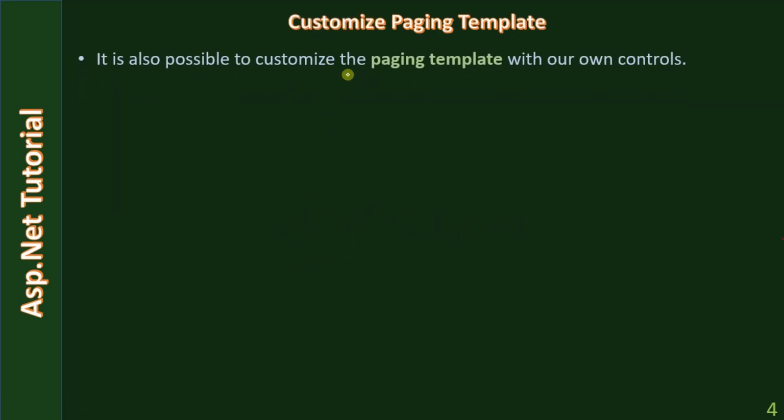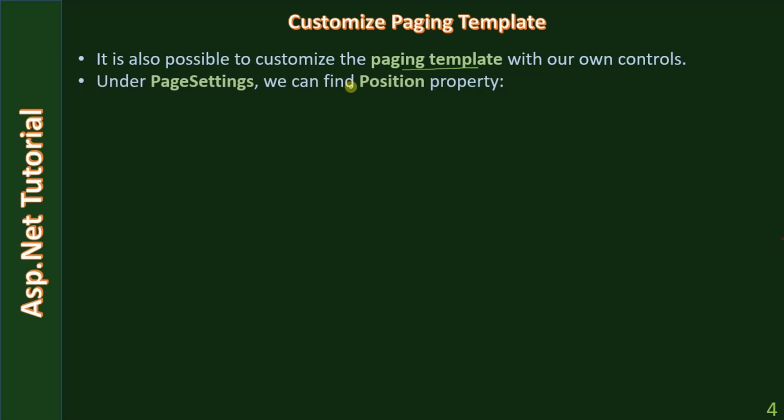It's also possible to customize the paging template with our own controls. With our own control, in the sense that in the screenshot, we saw a combo box and a button. It's also possible to specify a text box, and when the user types the employee ID and hits enter, the corresponding record will be displayed in the details page. That way we can customize the paging template and allow the user to navigate to a specific record.